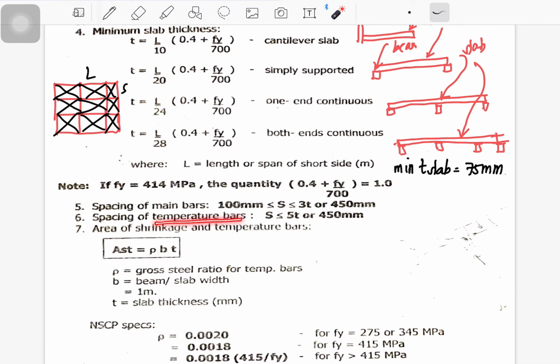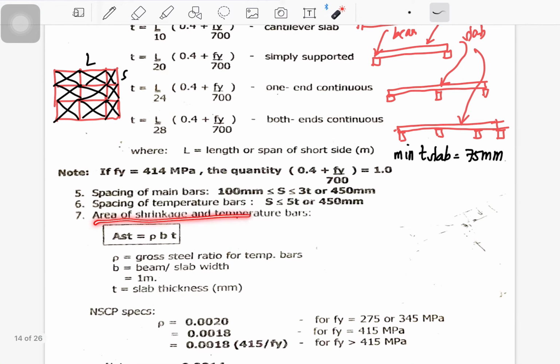Next is the spacing of temperature bars. Your S should not be greater than 5T or 450. So to solve for S, if that is 500, therefore you have 450. It depends on your calculation also, if you have a greater S than 3T, a greater spacing, for 3T and 5T.